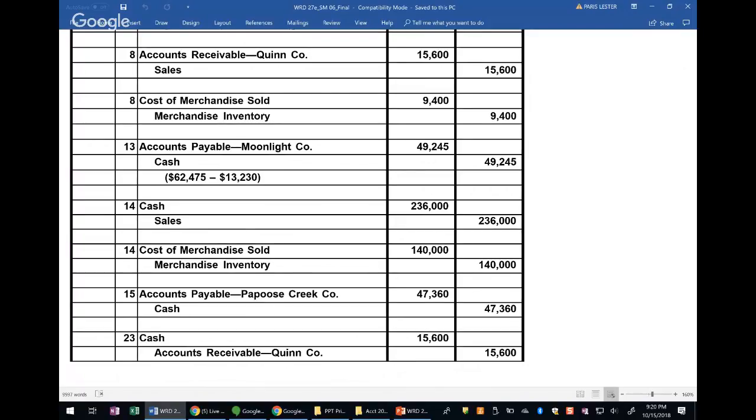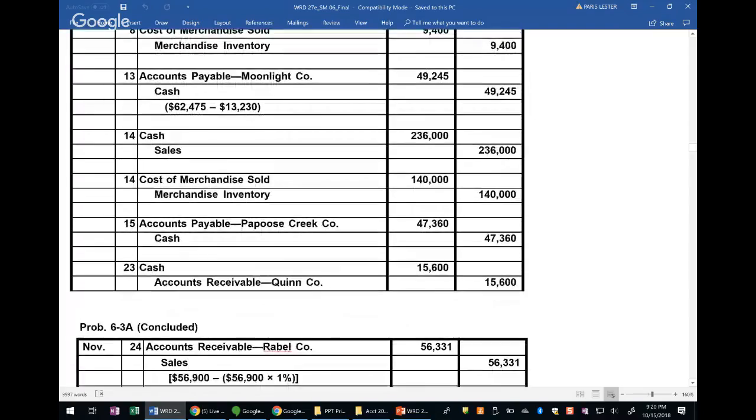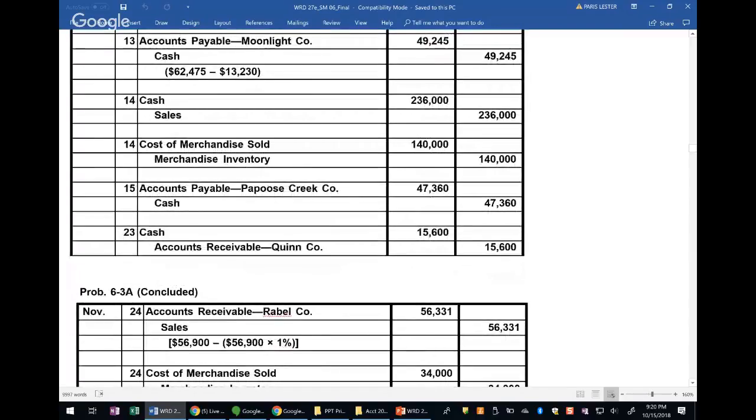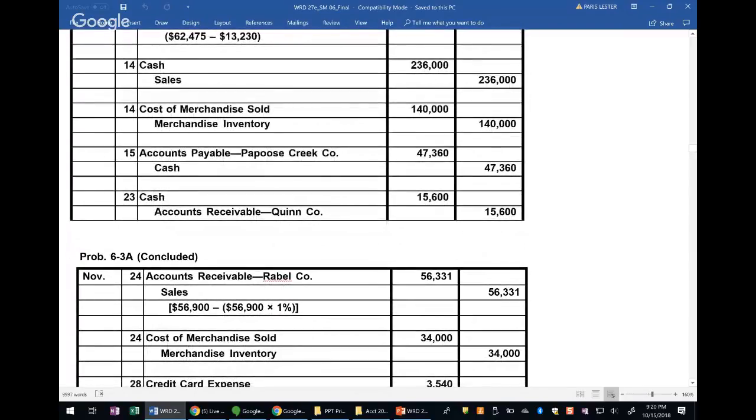That was for merchandise we sold Quinn Company up there on the 8th. Sold merchandise on account. This is the same old entry. We sold merchandise on account. Takes two entries. Debit accounts receivable, credit sales, debit cost of merchandise sold, and credit merchandise inventory.